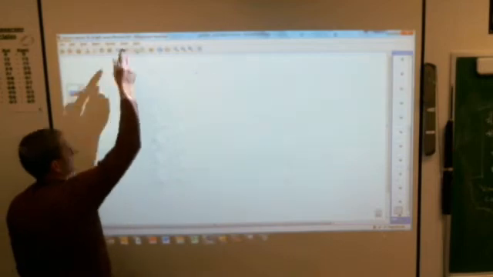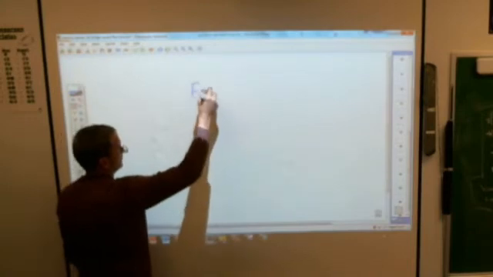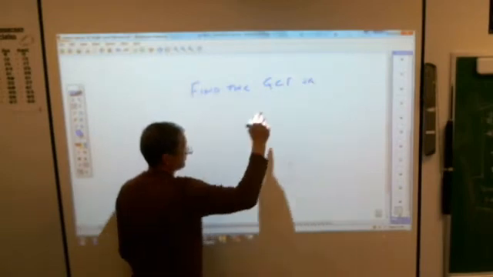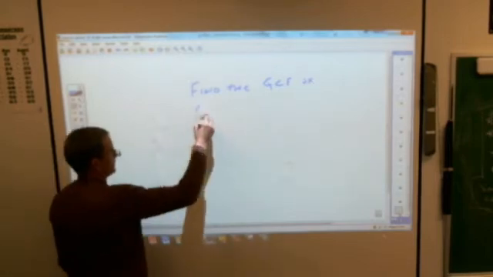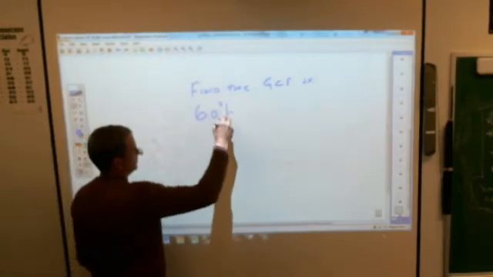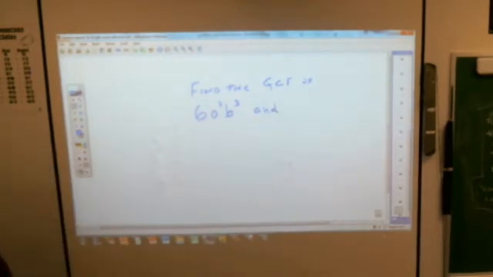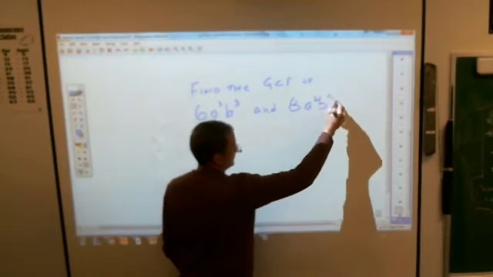Now, where the train goes off the tracks and derails is when you're asked to do this. Find the greatest common factor of... Apparently, somewhere along the line, things get derailed when we start adding letters. 6a squared b cubed and 8a squared b squared c.